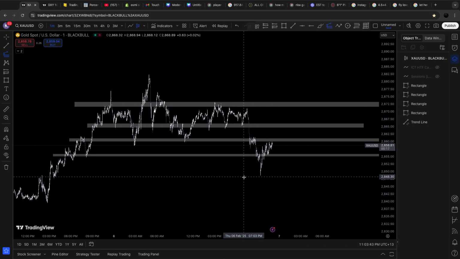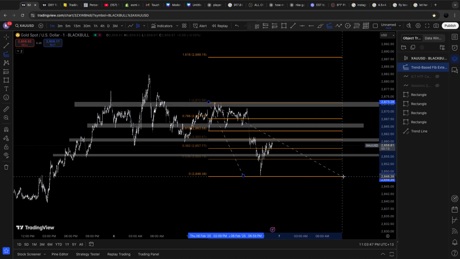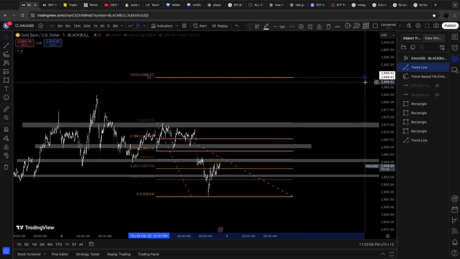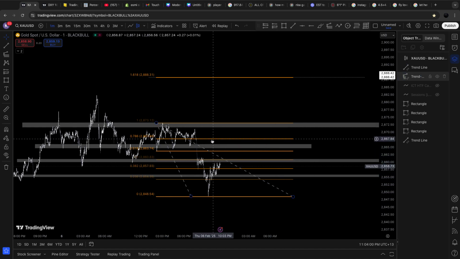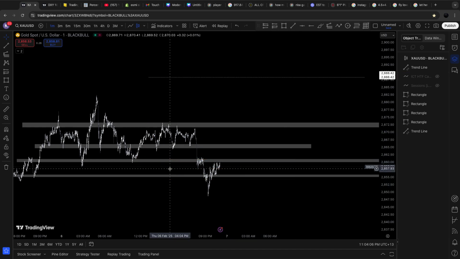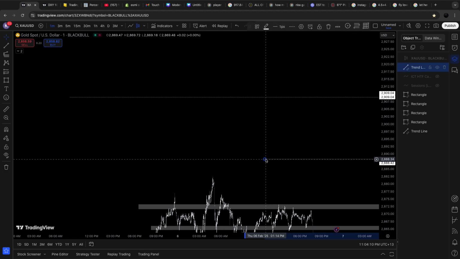Maybe go from this to this prominent high, and you've got yourself a 161.8 at the 2880 level. That could be another zone, further confirming some more POIs here on the 1 minute. But I love using Fibonacci tools as higher time frame targets.